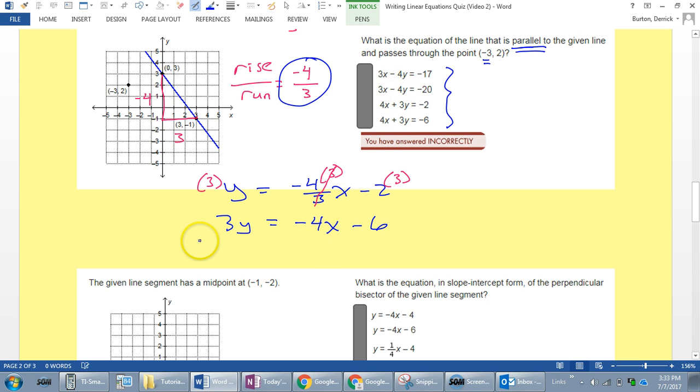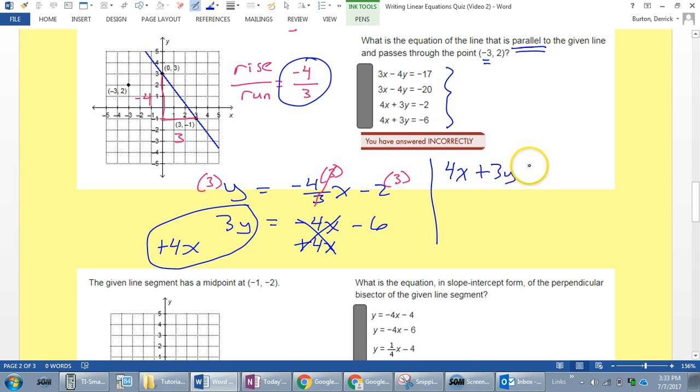Now I need the x and y to be on the left-hand side. So I'm going to add this entire thing to both sides, positive 4x. That way these cancel out. So now looking at this left-hand side, and just putting these side by side, you can't combine them, so you just write 4x plus 3y. And on the right-hand side, all I have is negative 6. So this is the answer. So I'm just looking up, and I see that it is the bottom one.